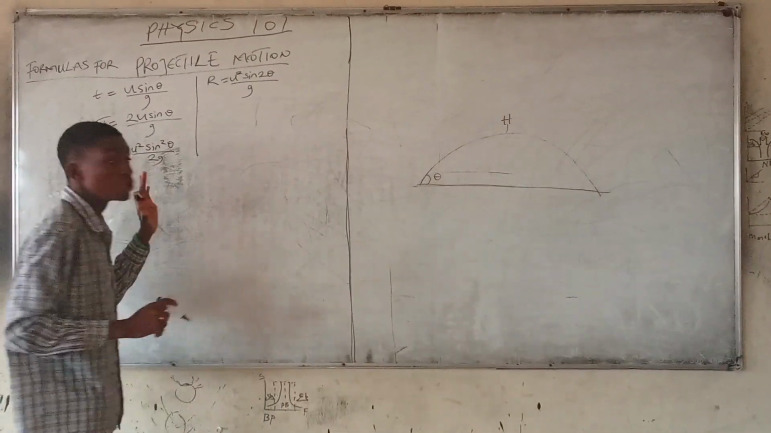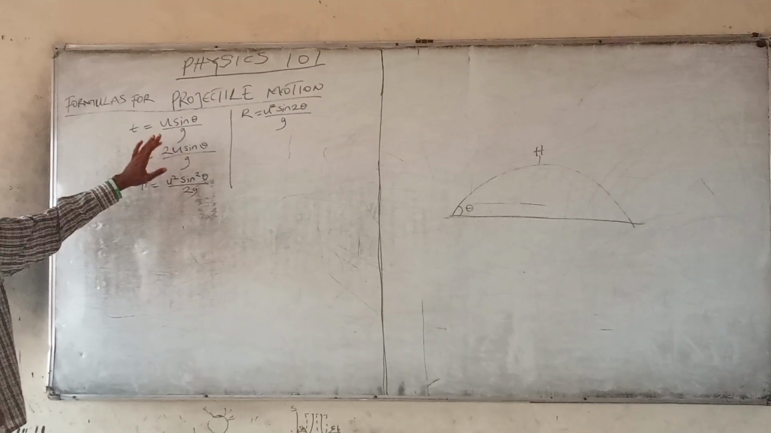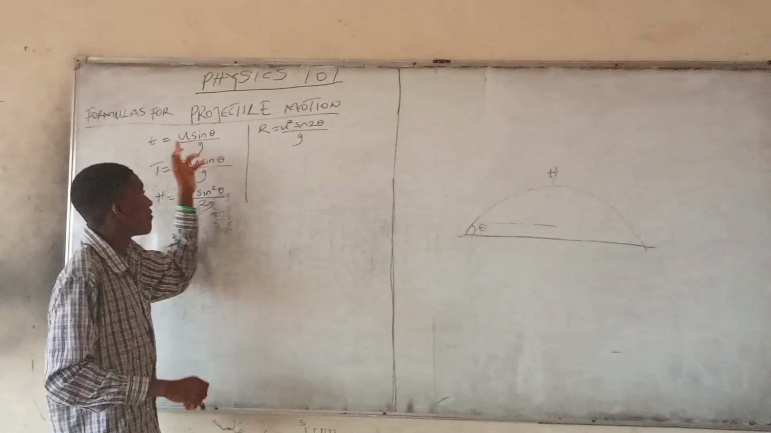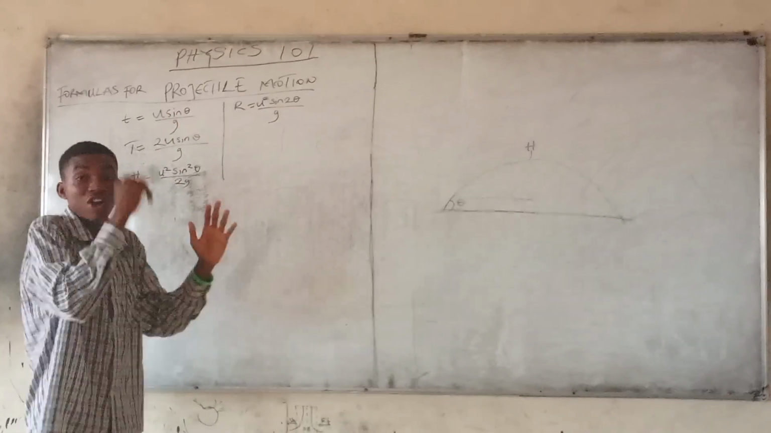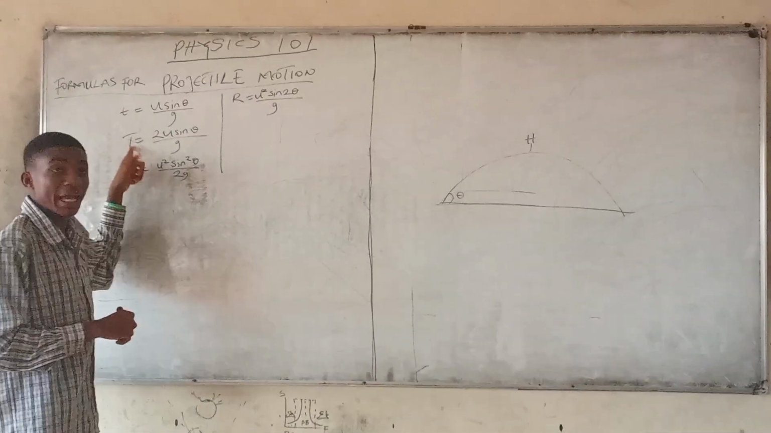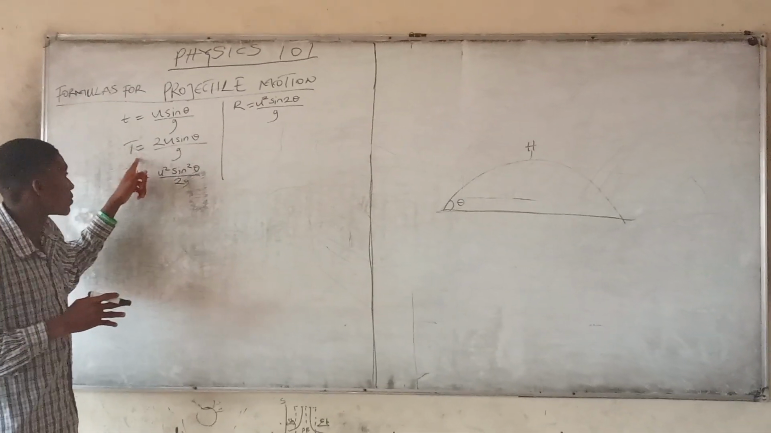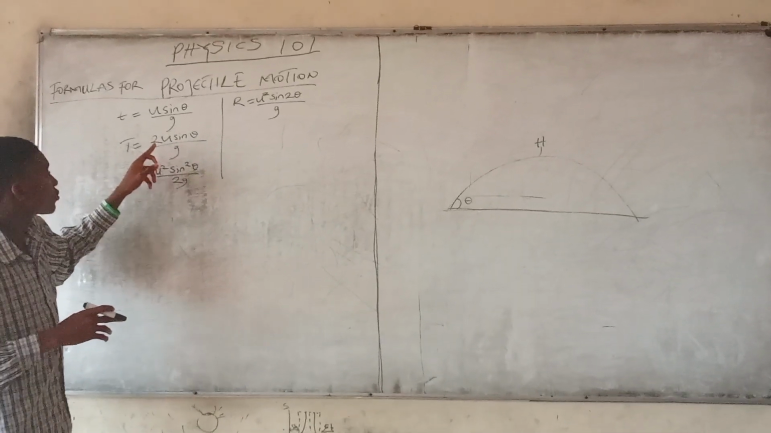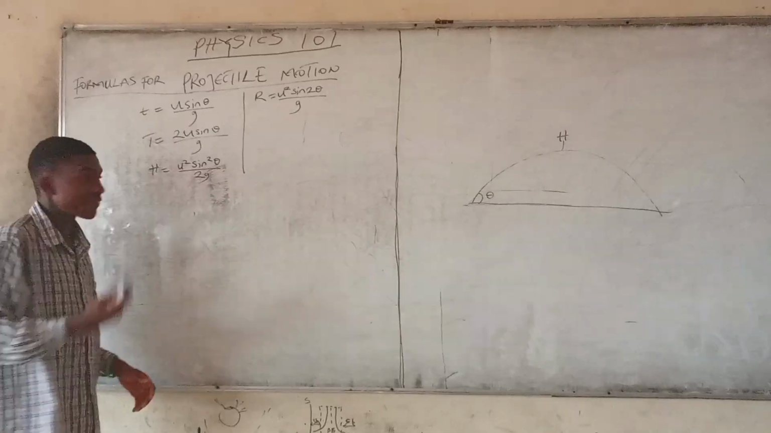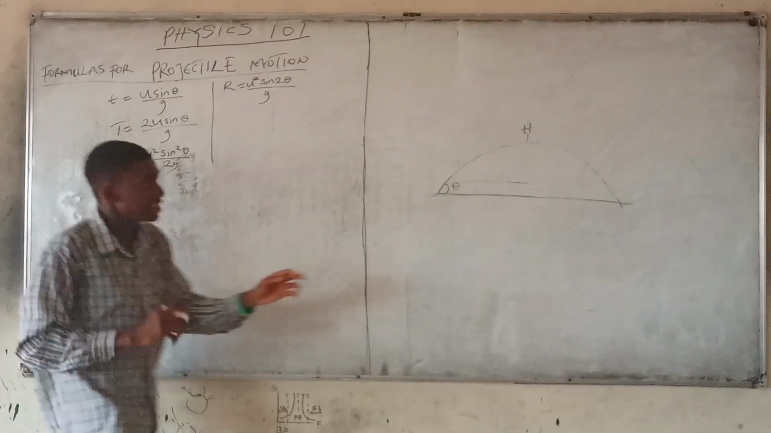Now these are the formulas we use in solving projectile motion questions. Number one, we have t equals u sine theta over g, where u is the initial velocity, theta is the angle, and g is the gravity. Number two, we have the capital T, which stands for period. This one is time, this one is period. We also have h, which stands for the maximum height attained.